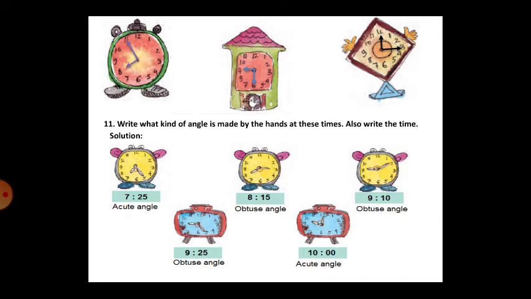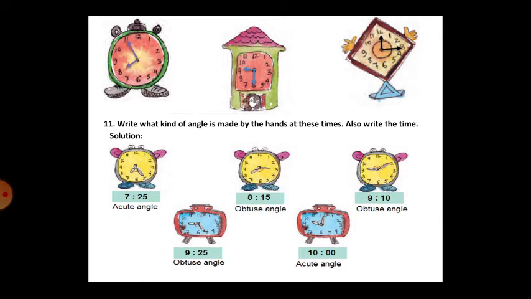See here, next question. Write what kind of angle is made by the hands at this time, and also write the time. You have to write the time and also what type of angle it is. Here 7:25 is the time, so the angle is an acute angle because it is less than 90 degrees. And in the next picture it is 8:15. 8:15 is more than 90 degrees, so it is an obtuse angle.